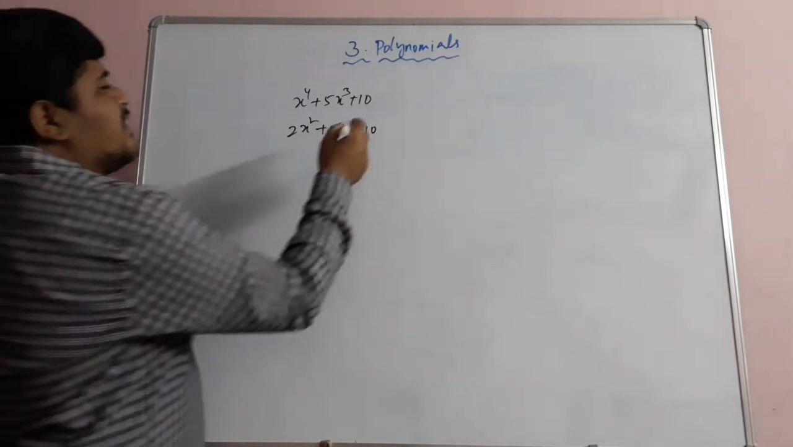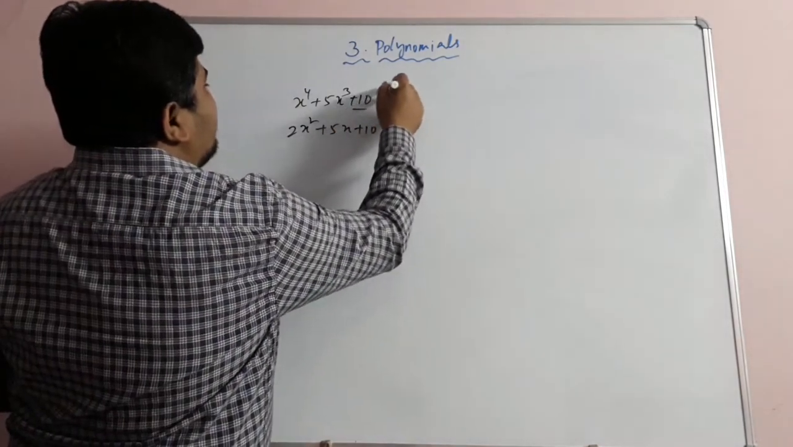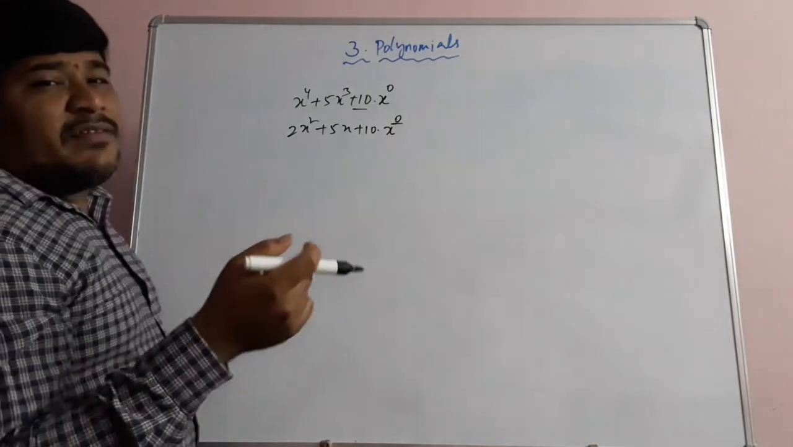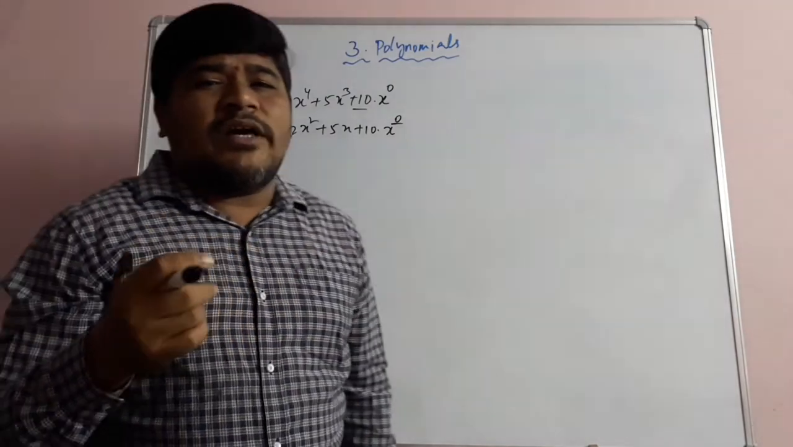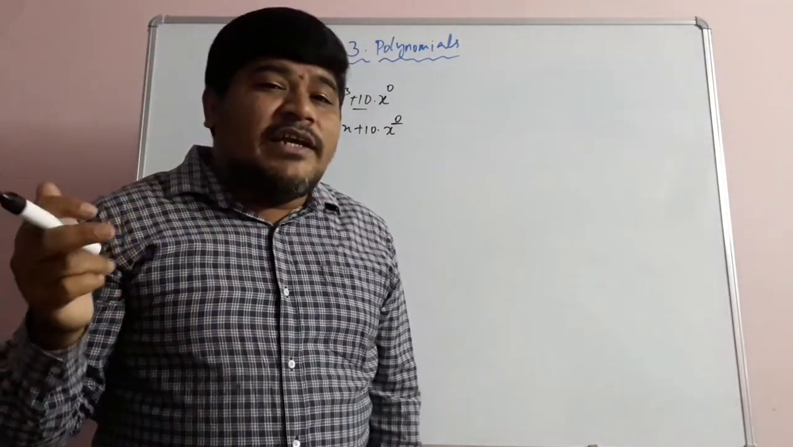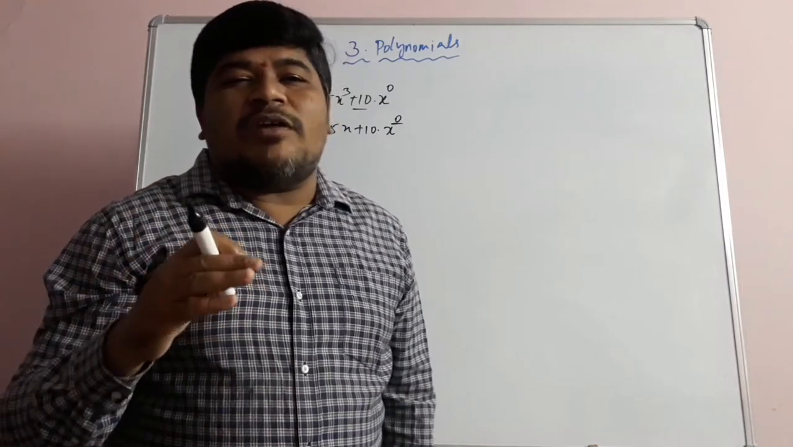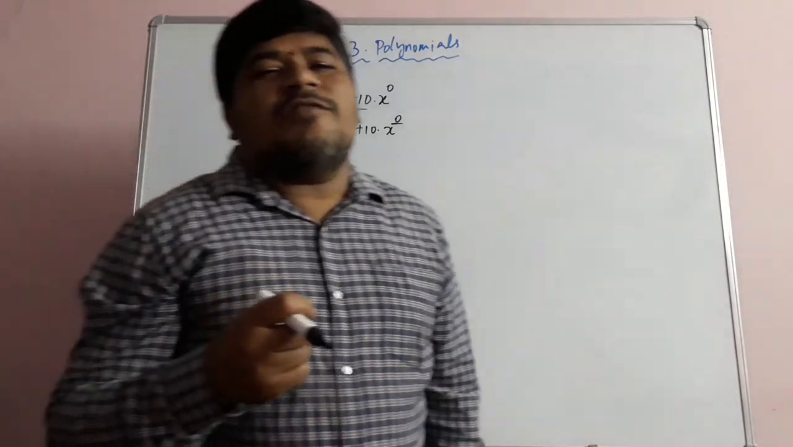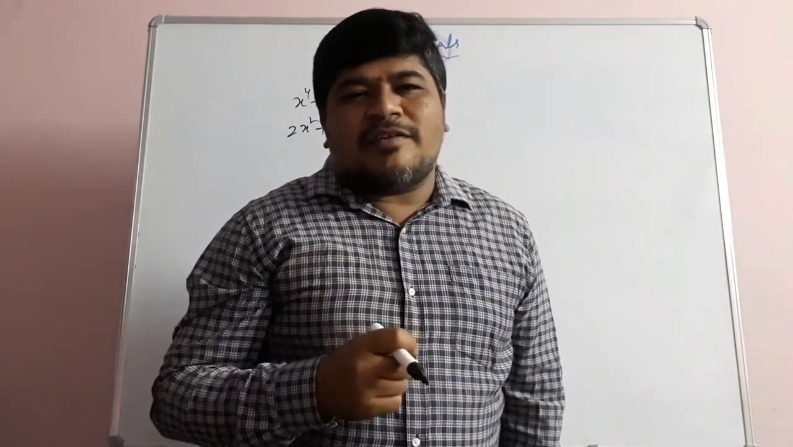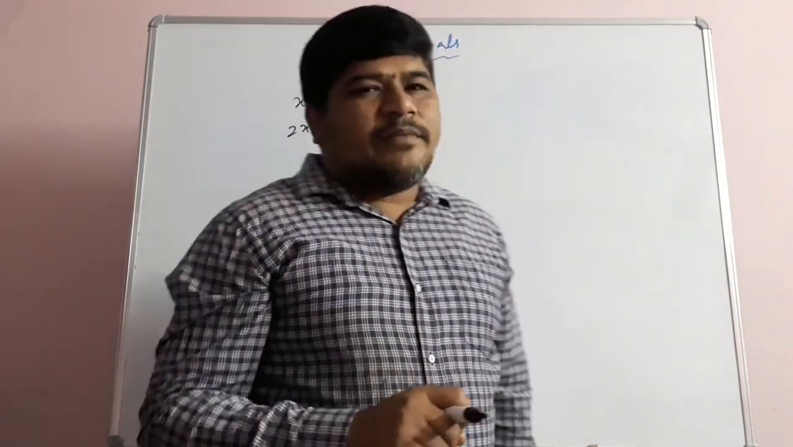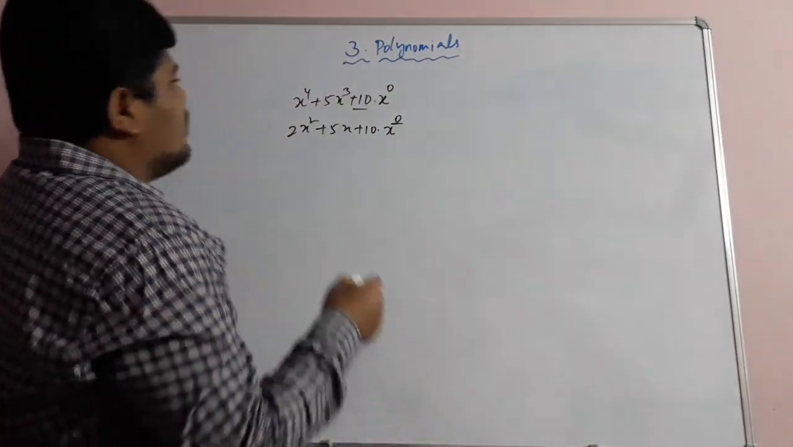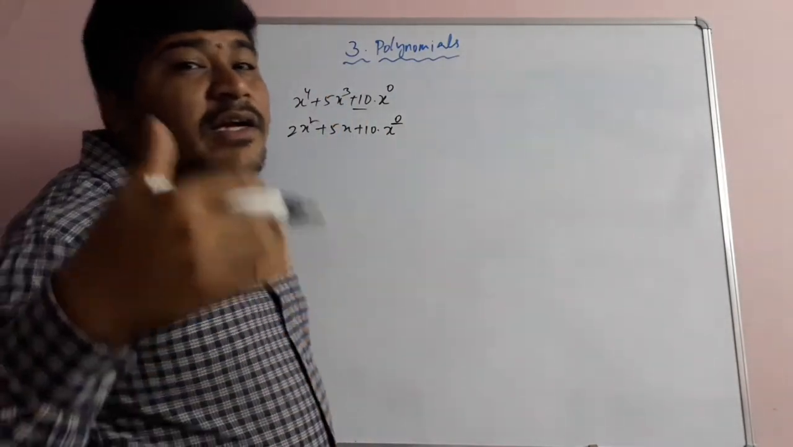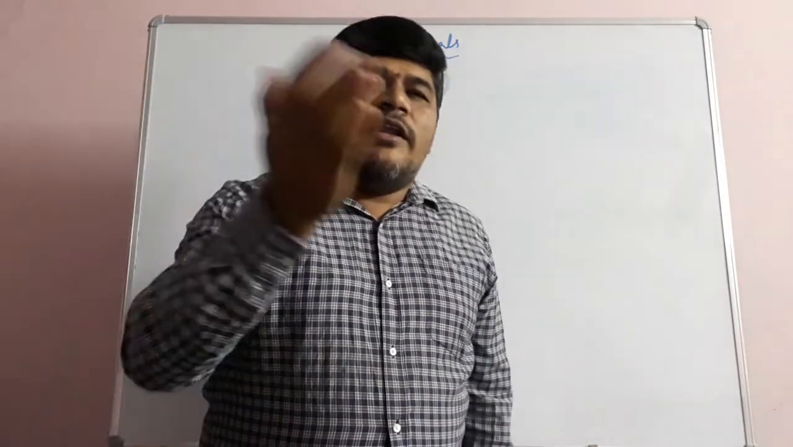If you take 10, you can write it as 10 into x power 0. Power 0 means that for constant polynomials the degree will be 0. What is the degree? Degree means the highest power of the variable of the polynomial. The highest power of the variable of the polynomial is called its degree. All powers must be non-negative integers, maybe 0 or any positive number.